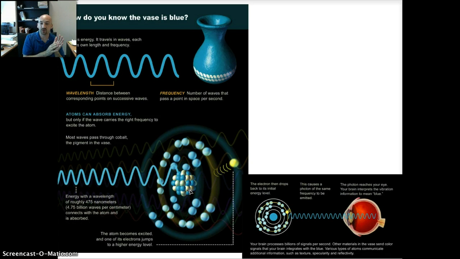The energy with a wavelength of 475 nanometers is then absorbed by that atom. And the atom becomes excited, and one of the electrons jumps to a higher energy level, and then as that electron drops back to its initial energy level, it causes a photon of that same frequency to be emitted. That photon then reaches your eye, and you interpret the color as blue. So that's kind of a simple, basic model of how we see things in different colors.